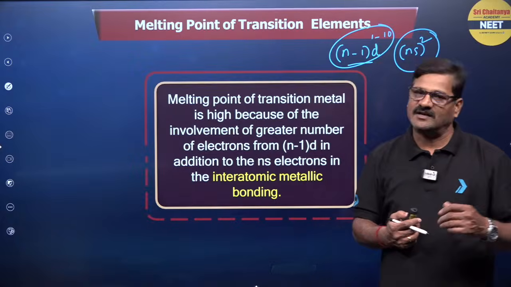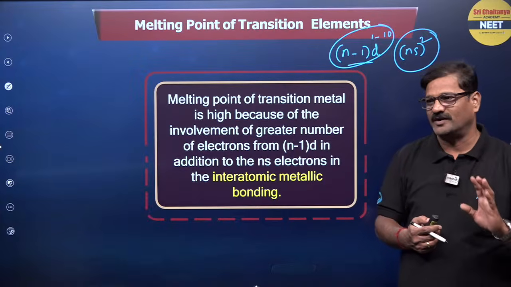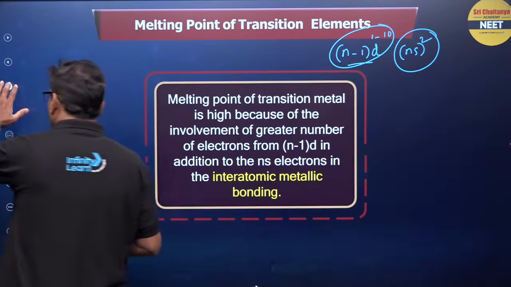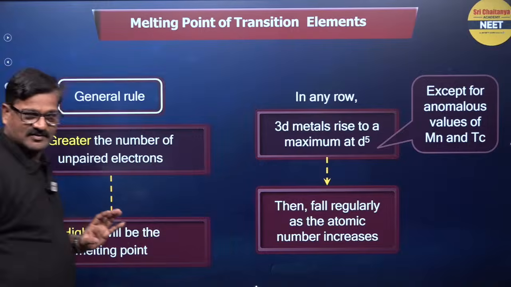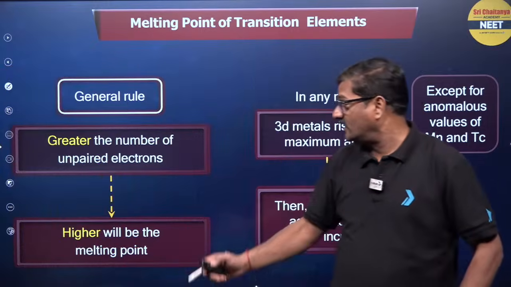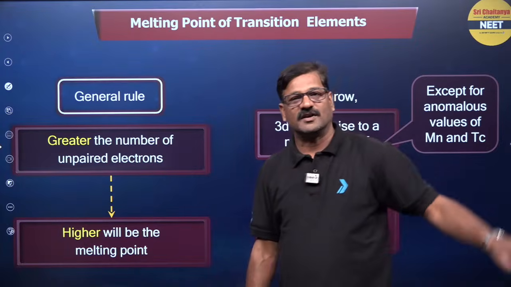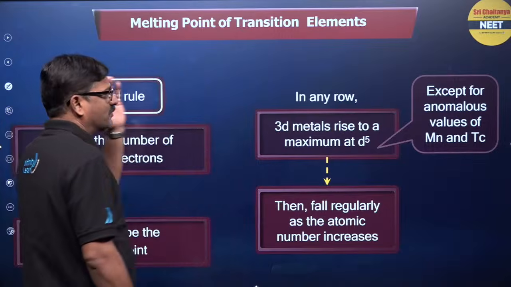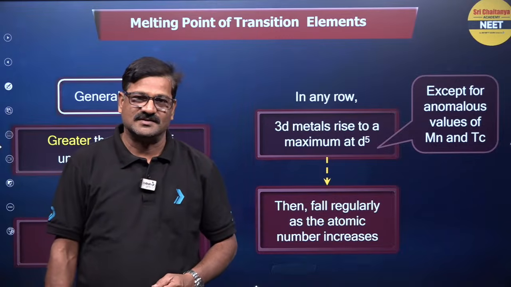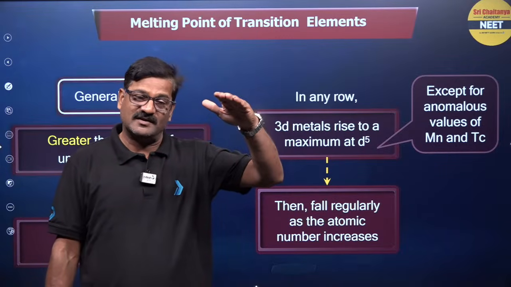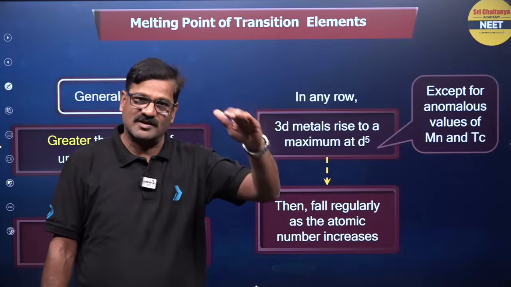Always, melting point is directly proportional to intermolecular force. In any part of chemistry, it is important, right? And we'll go into more detail about this. Here the general rule: greater the number of unpaired electrons, higher will be the melting point. You can write the electronic configuration of scandium, titanium, up to zinc. Up to d5, the number of unpaired electrons increases, so the melting point increases. From there, the number of electrons available as unpaired electrons decreases, so the melting point decreases.